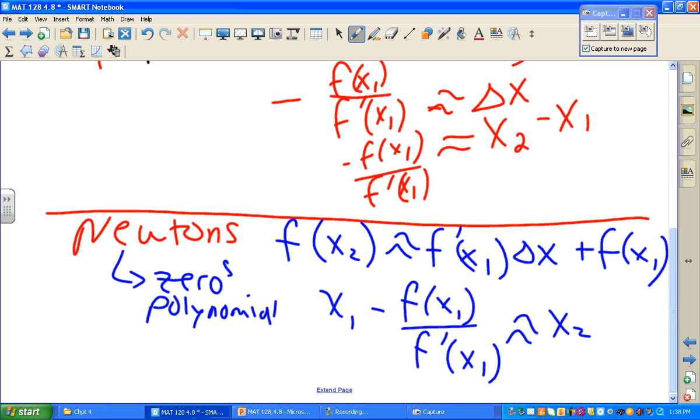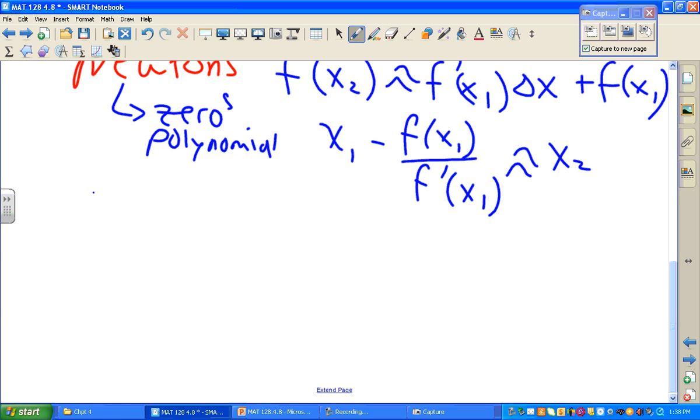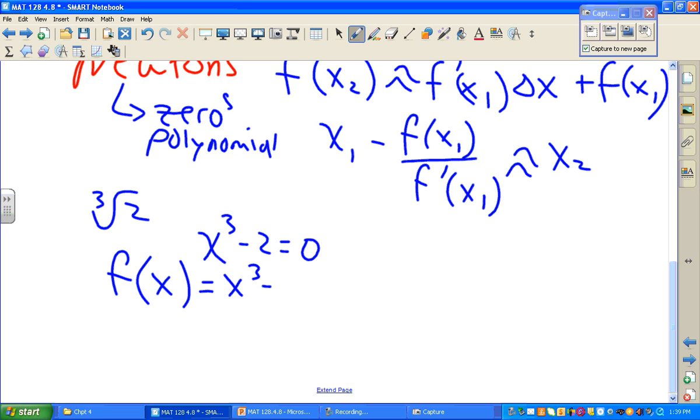So going back to this, the cube root of 2, we're almost there. For Newton's method, we want to go to the zeros of a polynomial. We already said x cubed minus 2 equals 0 would work. So if x cubed minus 2 equals 0 is what we're going to work with, we have two things. The function value is x cubed minus 2, and the derivative is what? 3x squared. Now I've got everything I need.